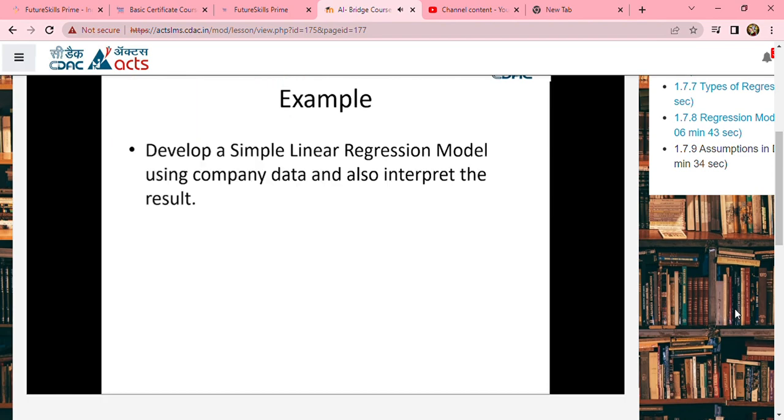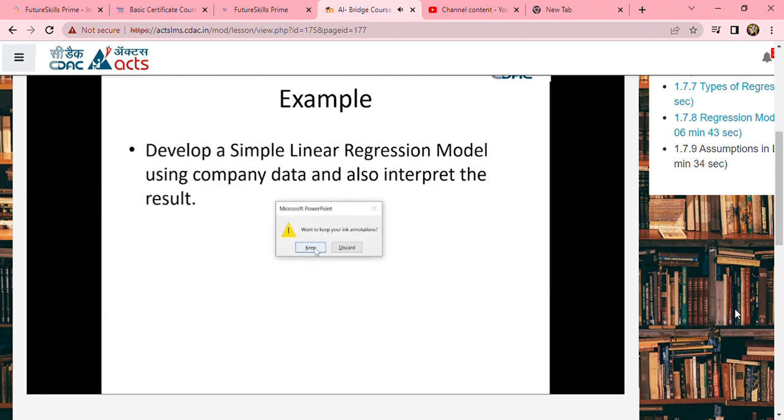Having understood what regression is, what the analytical framework is, and what the assumptions of the regression model are, let us go ahead and build the regression model right now. In order to develop the simple regression model, we use the data set called company data, and we will also look into the results and how to interpret them. Before we develop the simple linear regression model, let us look into the data and understand what exactly the company data is capturing.